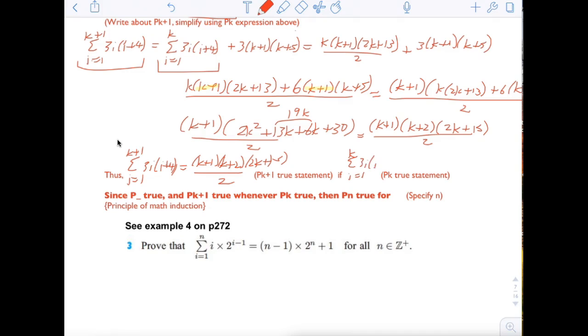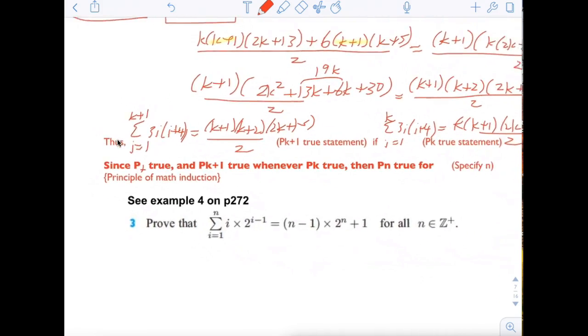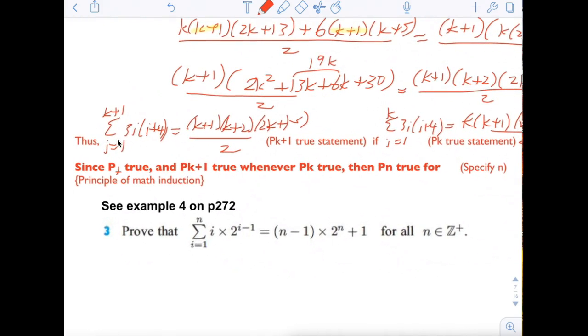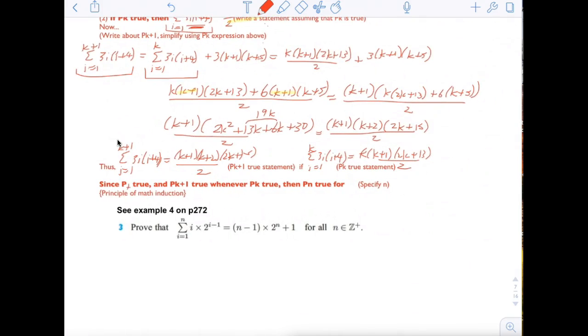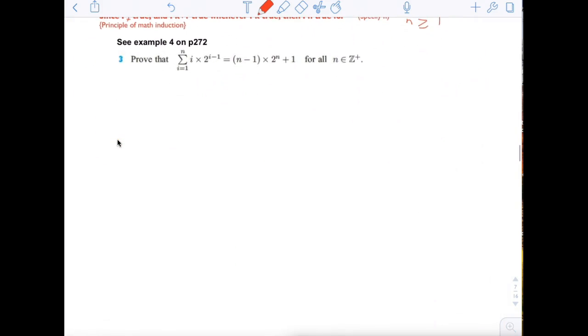So the sum of i times (i + 4) is equal to k times (k + 1) times (2k + 13) divided by 2. Okay? So since P(1) is true and P(k + 1) is true whenever P(k) is true, then P(n) is true for n greater than or equal to 1. Right? And it's good. Yes.